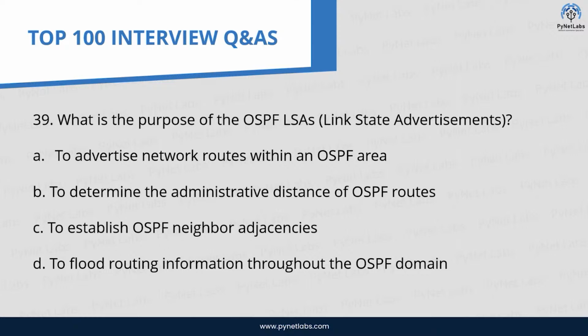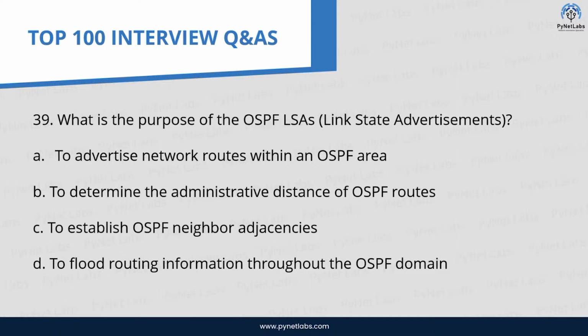Now guys, option A says to advertise the network routes within the OSPF area, B says to determine the administrative distance of OSPF routes, option C says to establish OSPF neighbor adjacencies, and D says to flood the routing information throughout the entire OSPF domain. As in the last question also, I was telling you that OSPF consists of link state advertisements, and these are the building blocks which OSPF is going to use, right?